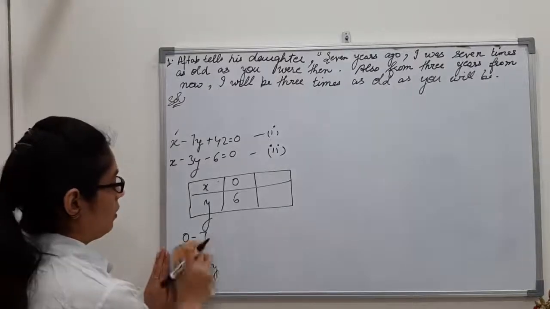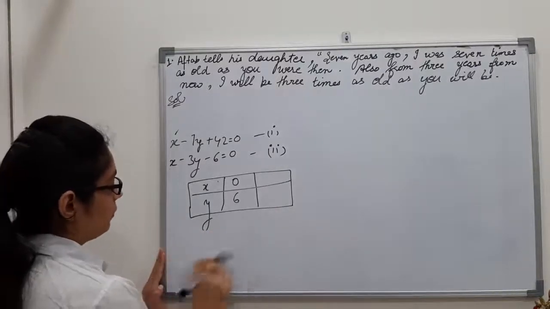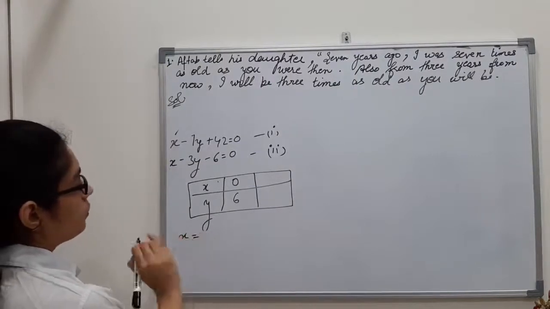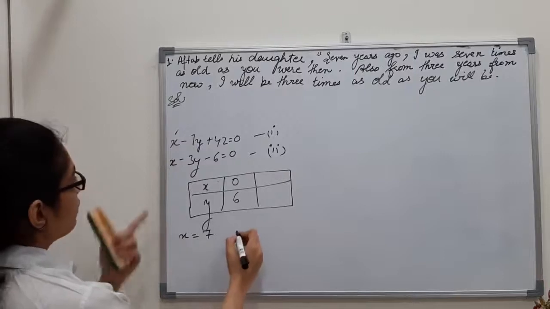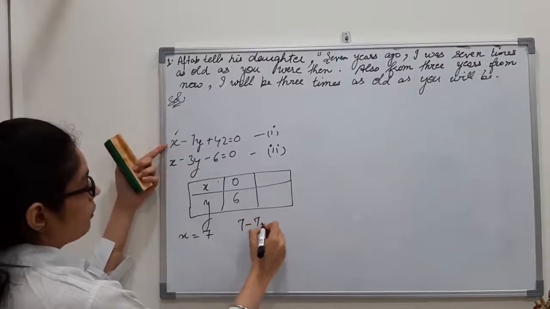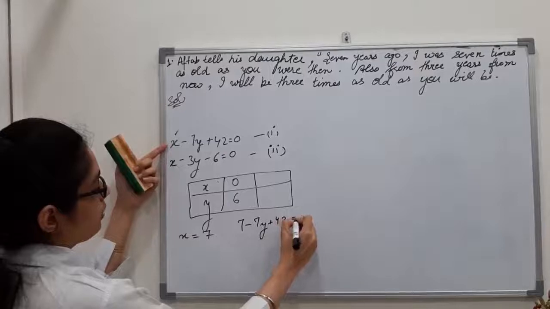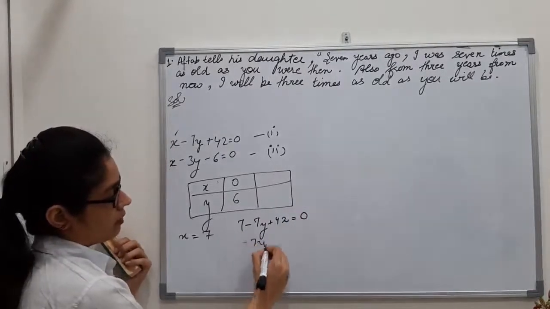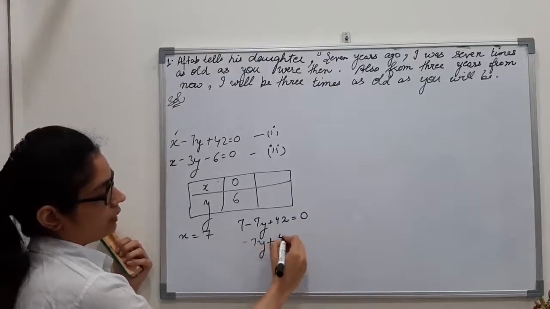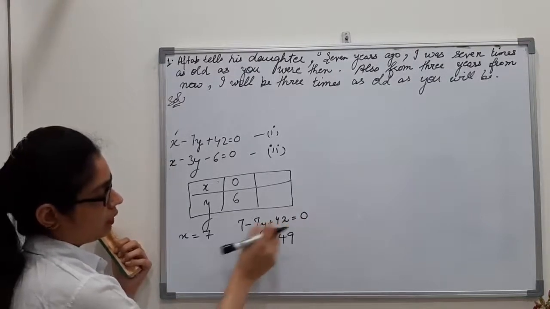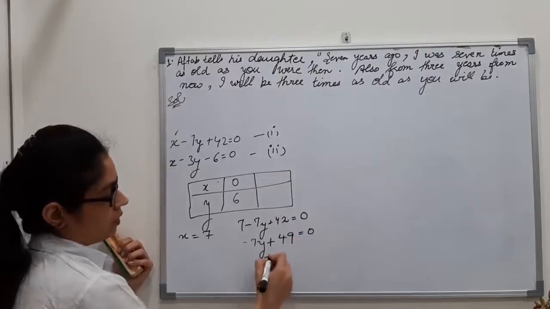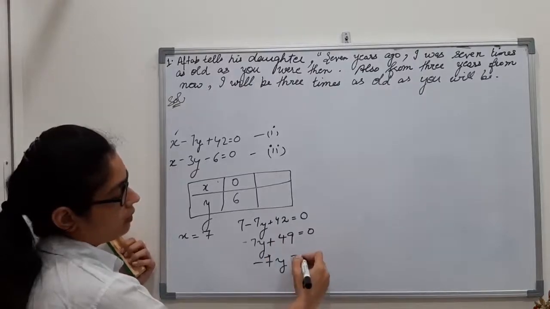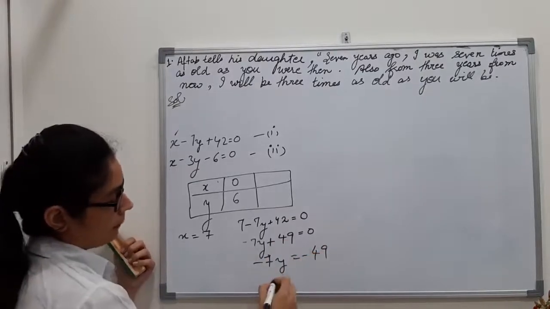Now let's take the other value. Now I'll assume x is equal to 7. So I'll put x as 7, 7 minus 7y plus 42 is equal to 0. Minus 7y, 42 plus 7 is 49, the sign will also be plus because both the numbers are with a plus sign. 7 minus 7y, 49 I'll shift to the other side and it will become minus 49.